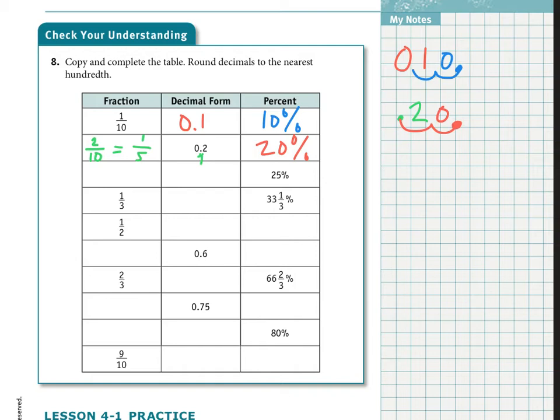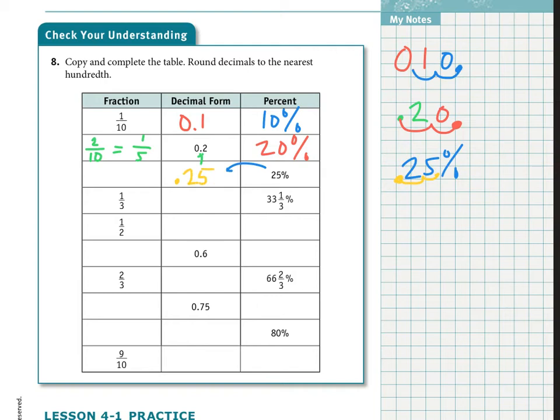Okay, how do we do it the other direction? How do we go from 25% and turn that into a decimal? Well, if we move the decimal 2 to the right to make it a percent, we're going to move our decimal 2 to the left. So think about right now, it's here. We're going to move to the left, 1, 2. Okay, so the decimal now is in front of the 2.